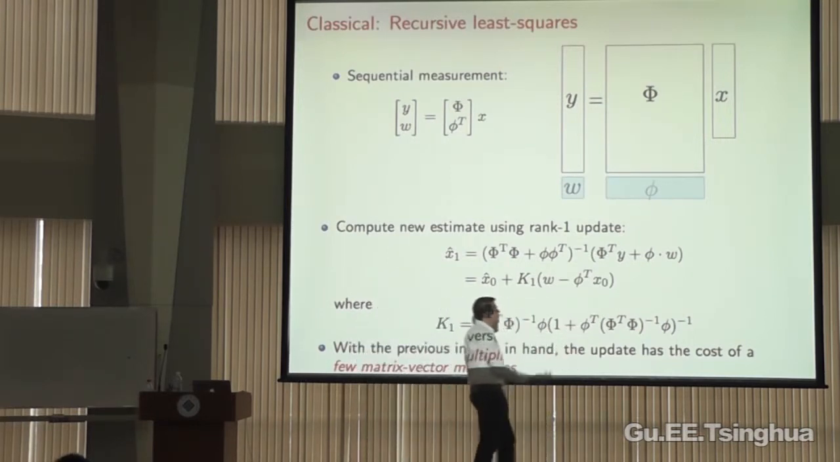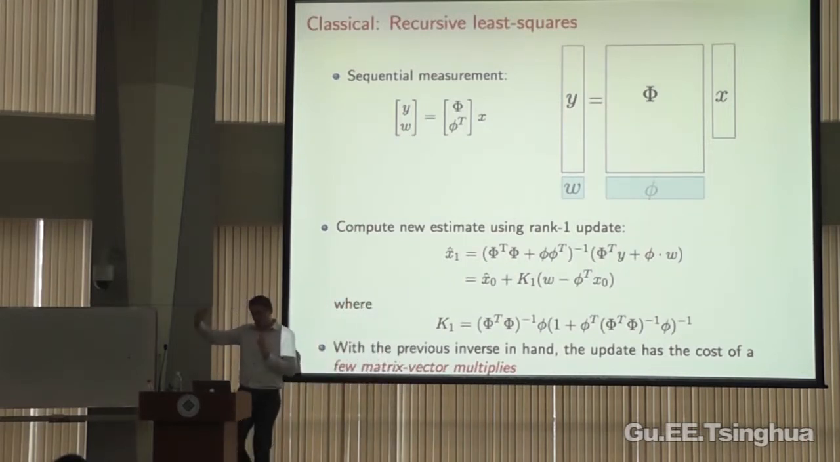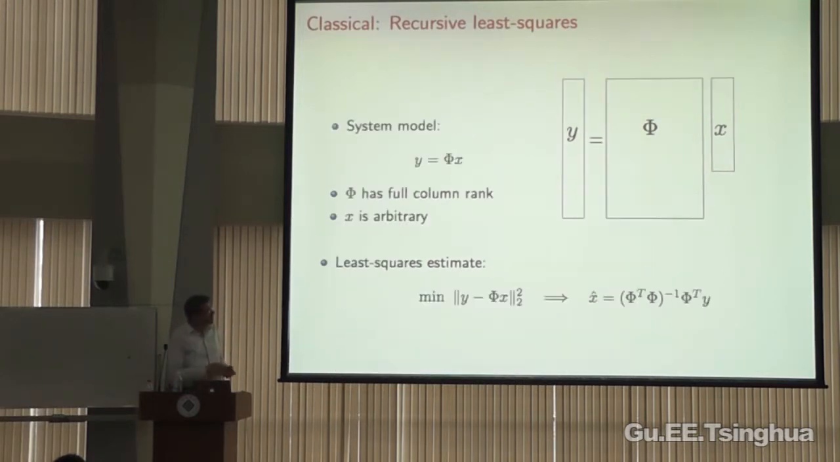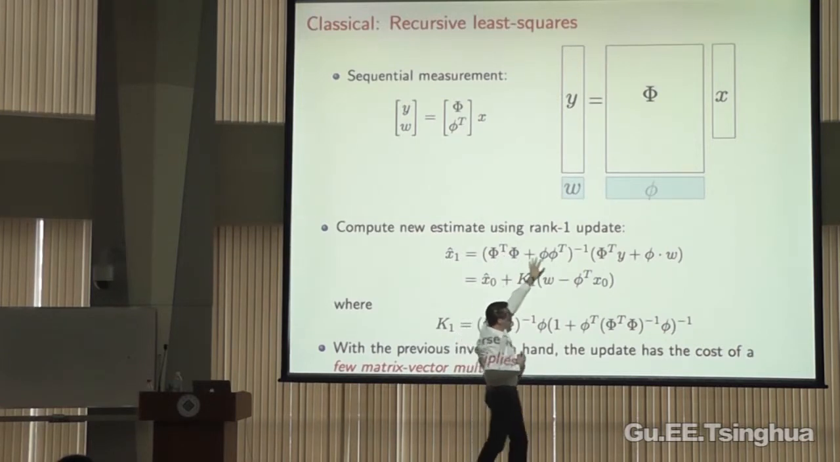What's really neat is I don't have to recreate phi and phi transpose and resolve it all. There's a systematic way to do it. I want to do the same thing: find phi transpose phi inverse, phi transpose y, but now phi is a row bigger. So I can rewrite this as phi transpose phi plus phi t phi t transpose, inverse. If I have phi transpose phi inverse in my hand, I can use a low-rank update to compute what this new inverse is.